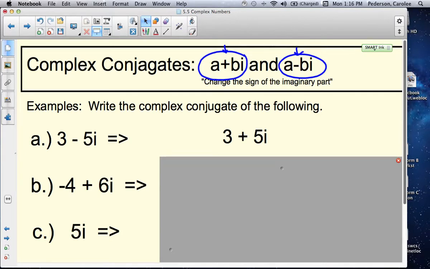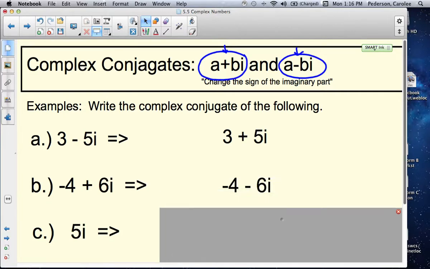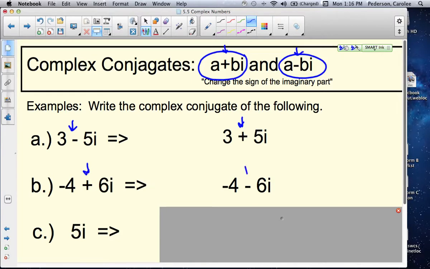Example B, -4 plus 6i. The conjugate would be -4 minus 6i. Notice this is a negative, this is a positive. This example is a plus, and its conjugate is a minus.